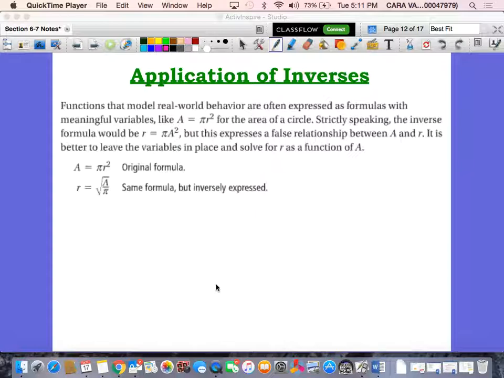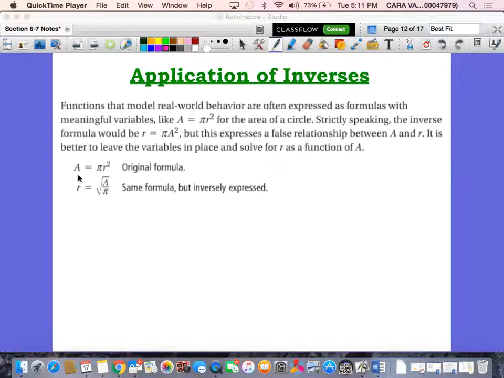It says here, strictly speaking, the inverse of the formula for area of a circle would be r equals the square root of the area divided by pi. But when we switch essentially the independent and dependent variable, this expression presents a false relationship between the area and the radius, okay? It is better to leave the variables in place and solve for the variable that you are looking for, okay? So when it comes to real-world formulas, you don't want to switch the variables. You just want to solve for that other non-isolated variable.